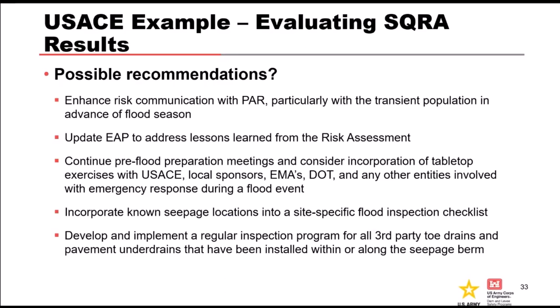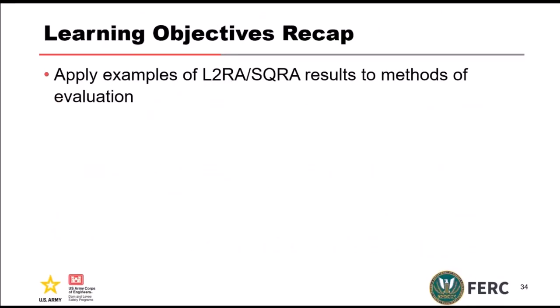Already, these recommendations would probably look a lot different if this were a higher risk levee. Like, let's go put a seepage berm somewhere, or this particular section of the levee needed to be raised, or something to that effect. But because this was a low risk levee, there's still things that we can do to reduce the risk. It's like a journey. There's no real destination. We want to continually act to reduce risk. All right, so we applied some examples of L2 or SQRA results to methods of evaluation.